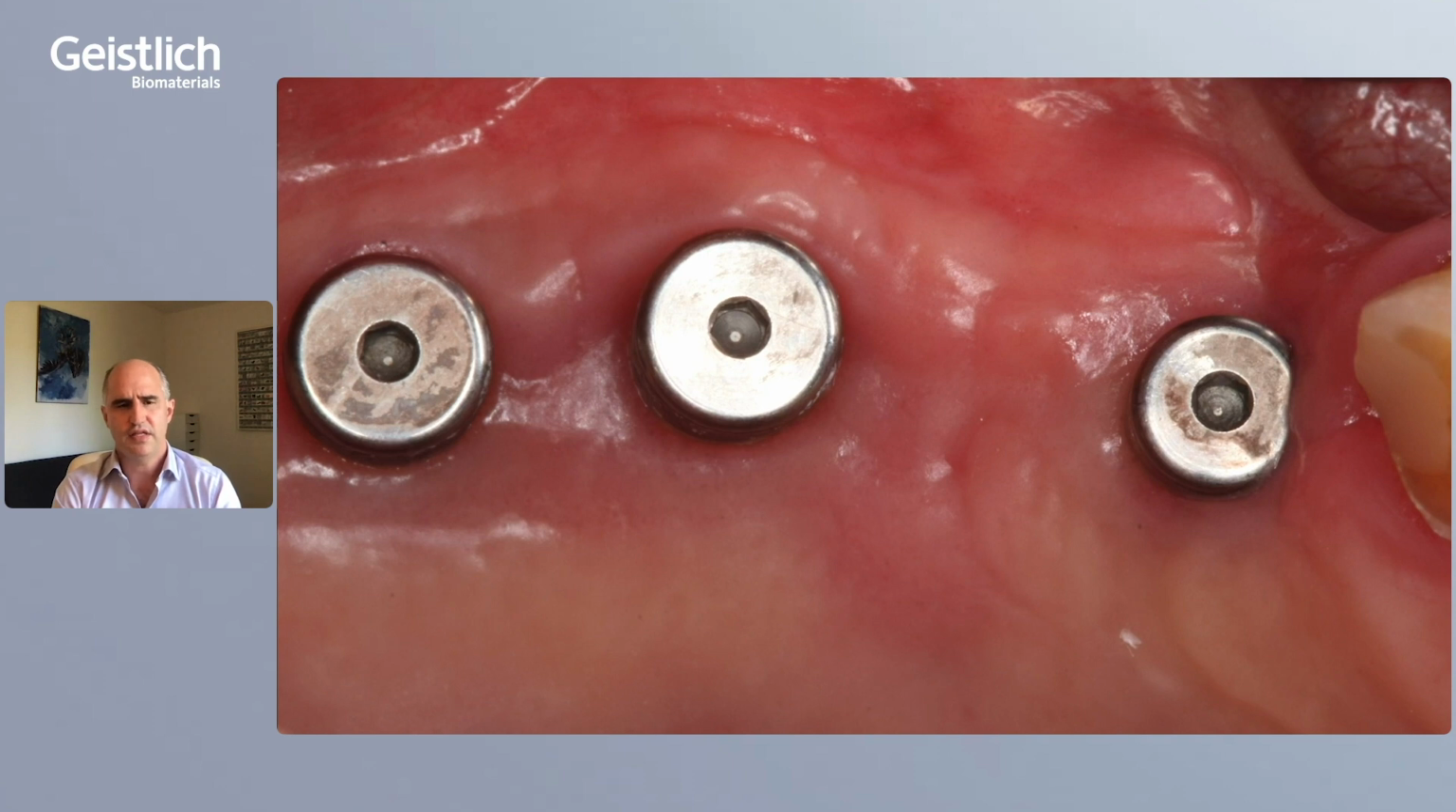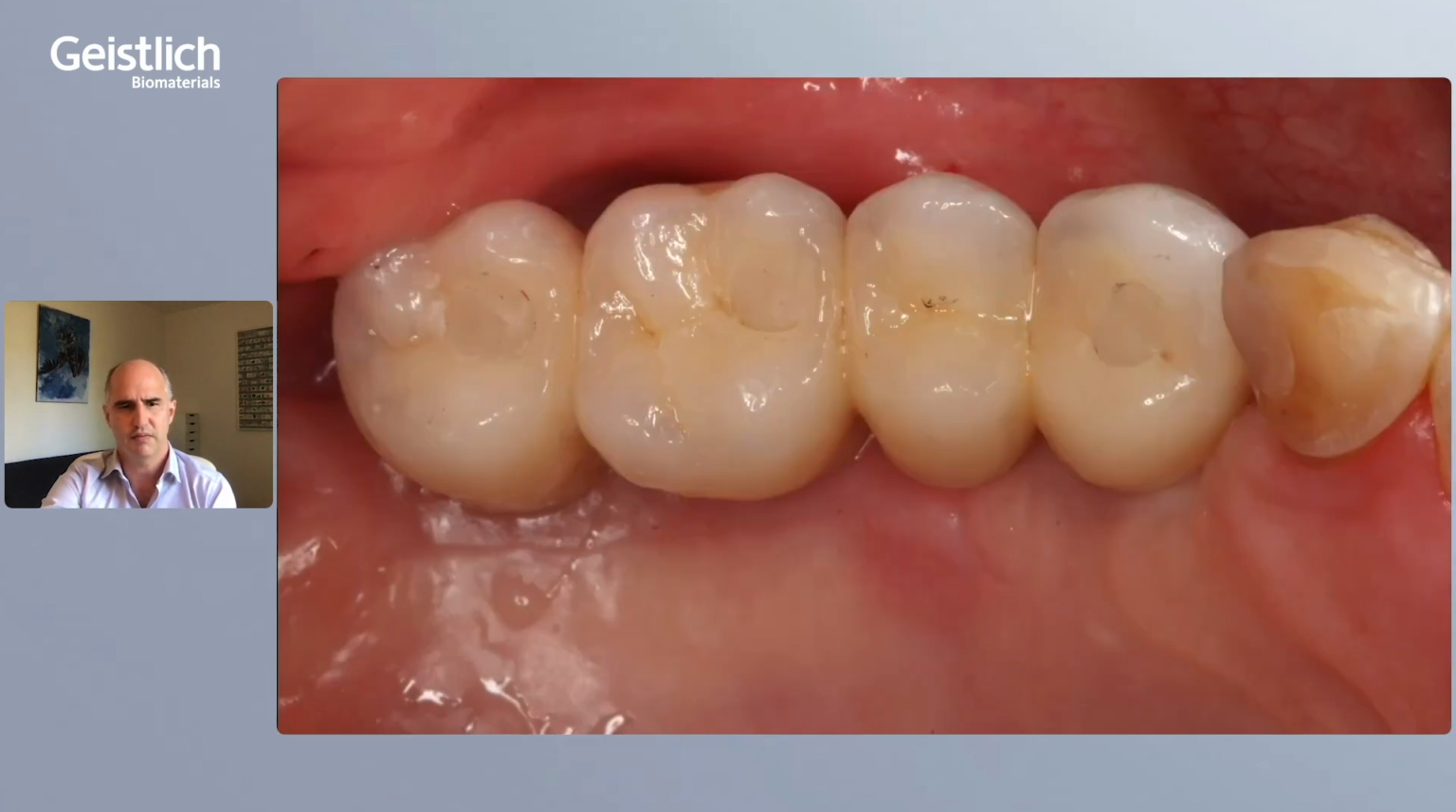Now, this is the clinical situation at the time of final impression, and you see the 4mm healing abutments. Most of them are flush with the gingiva, so this seems to be an adequate amount of soft tissue height which has been established here. And final reconstruction, full ceramic crowns splintered together on these 3 implants here.